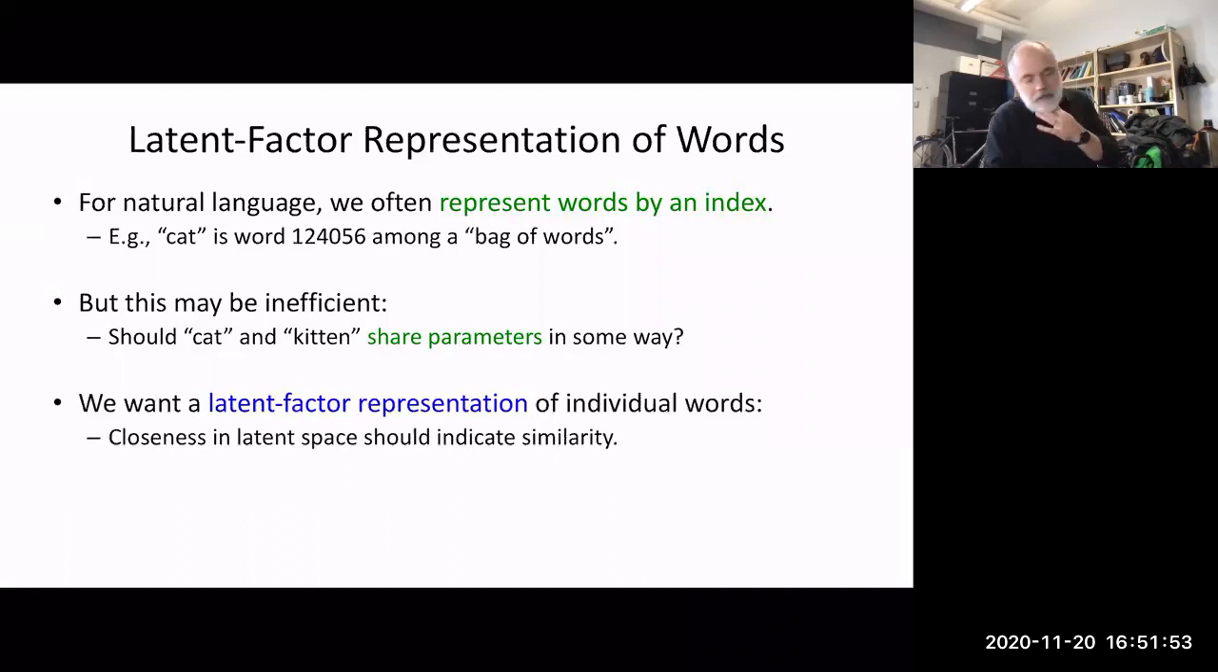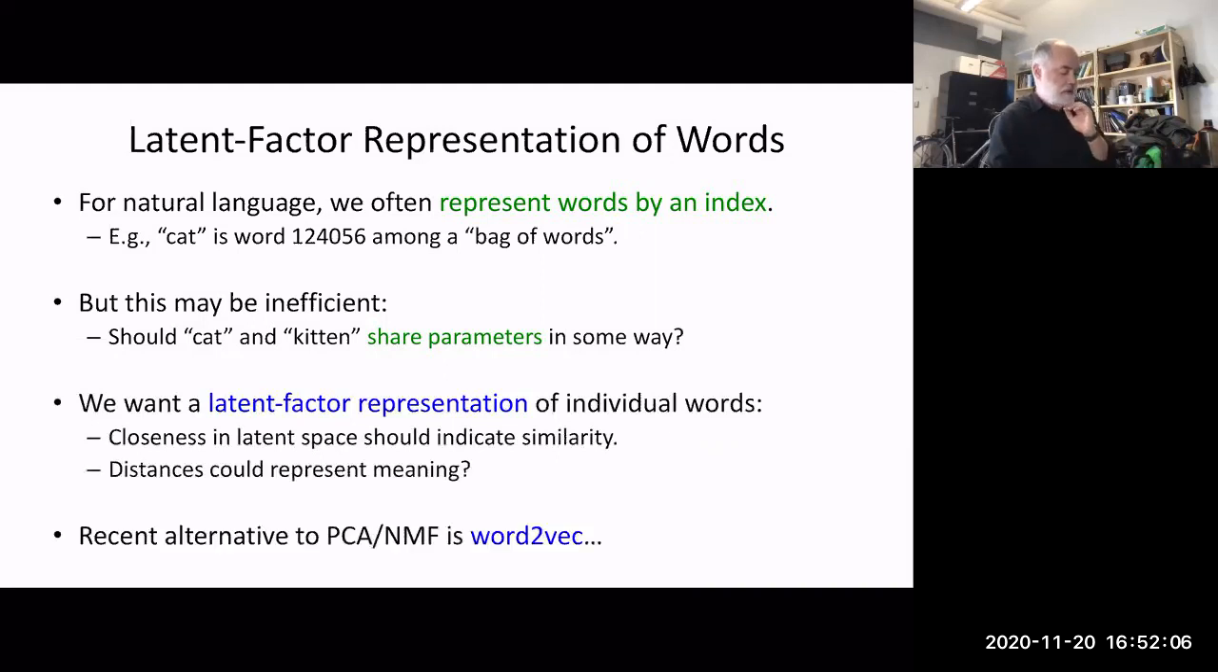So for many, many applications, including the deep learning applications we'll look at, we do want latent factor representations of individual words, where closeness in the latent Z space should indicate some sort of similarity, and maybe even distances and directions in that latent space could represent meaning or changes in meaning.